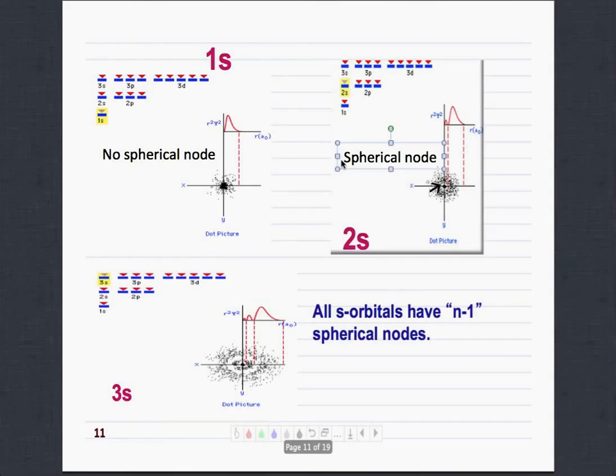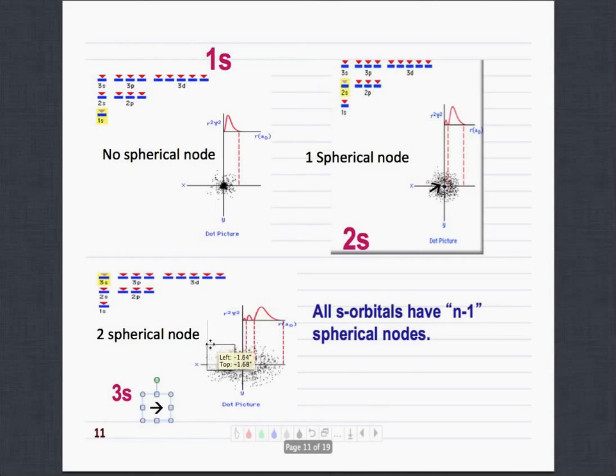Now, for 3s, this is the dot structure of 3s. As you can see, there are 2 areas. This is the first one. The second spherical node is right there. It's the white area which represents a zero probability to find an electron. So there are 2 spherical nodes.